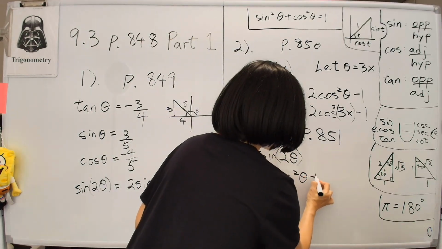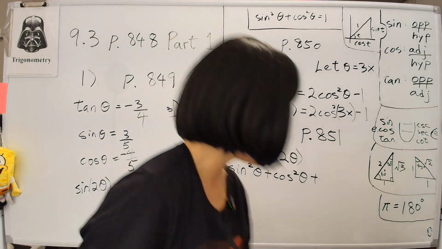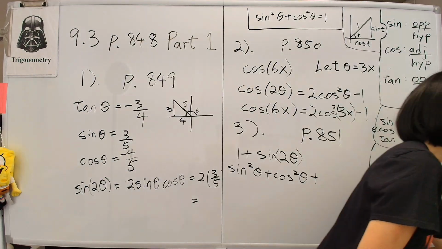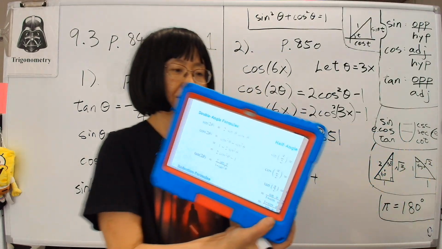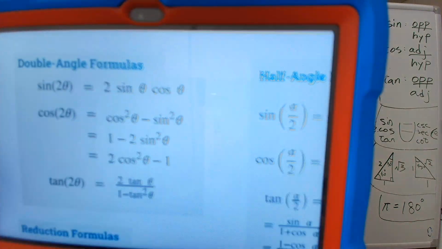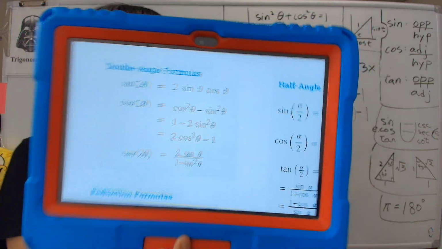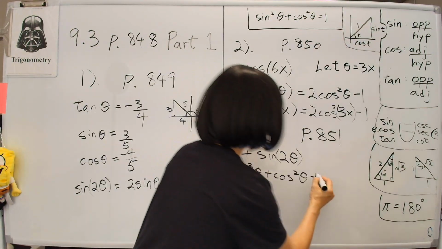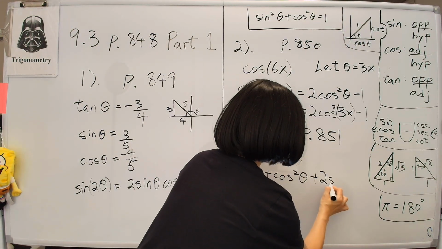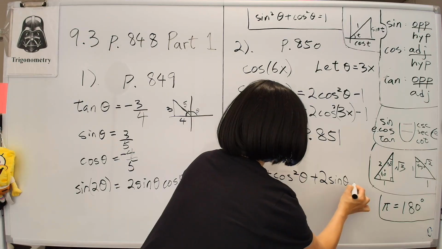And then plus sine 2 theta, we're going to pull out the double angle formula that we just learned. On the previous page, sine 2 theta is 2 sine theta cosine theta. So I will write that down: 2 sine theta cosine theta.